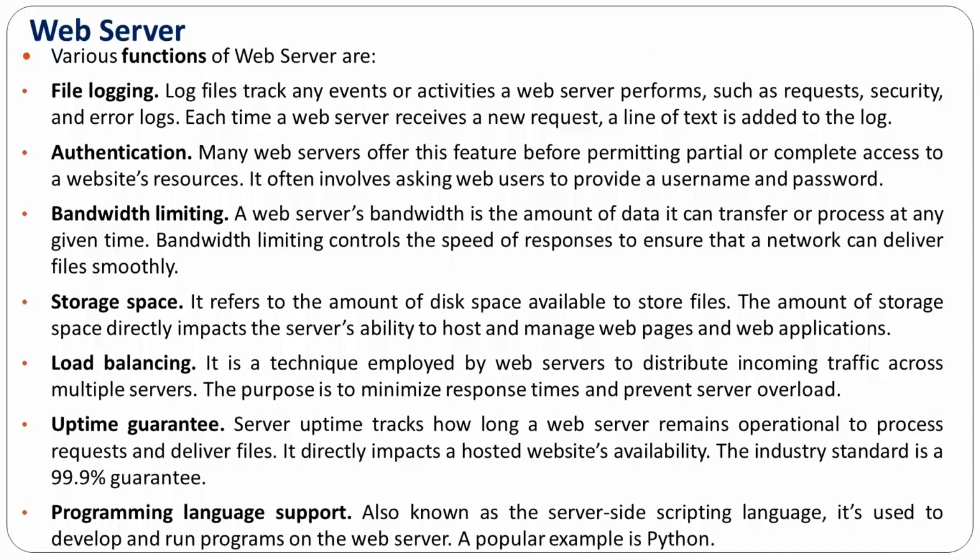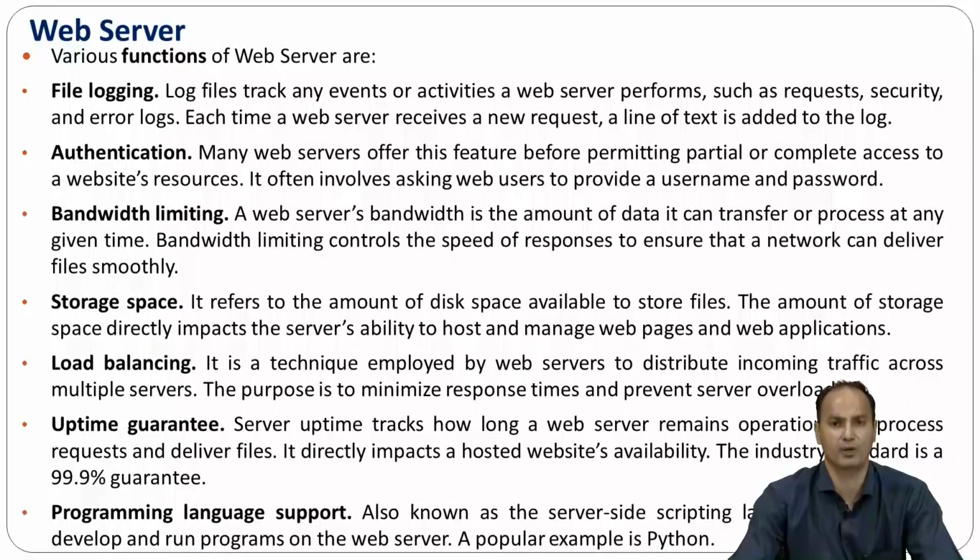So there are various functions of web servers. A web server performs various kinds of functions. Among that, the first one is file logging. Whenever a user logs in and performs any kind of activity, it will be recorded in the form of a log. The log entry will be made through a specific mechanism, such as request, security and error logs. Each time a web server receives a new request, a line of text is added to the log.